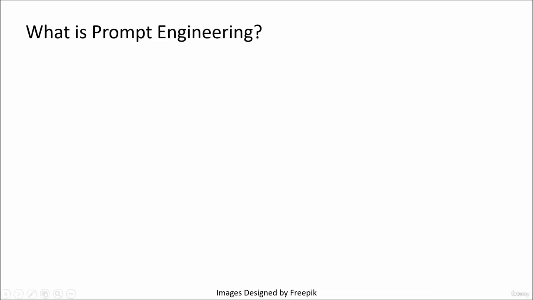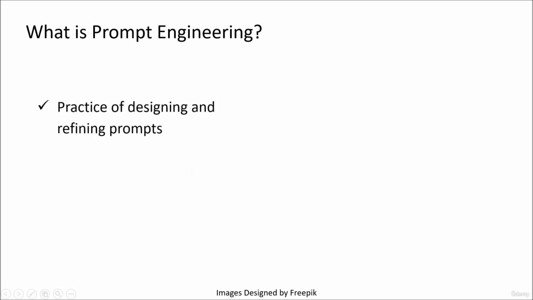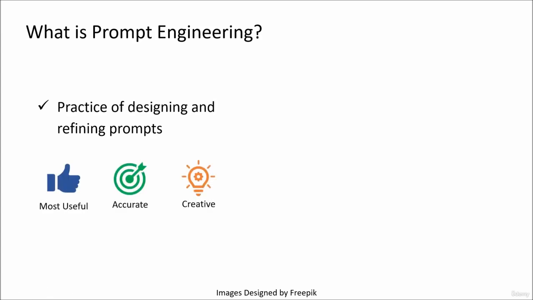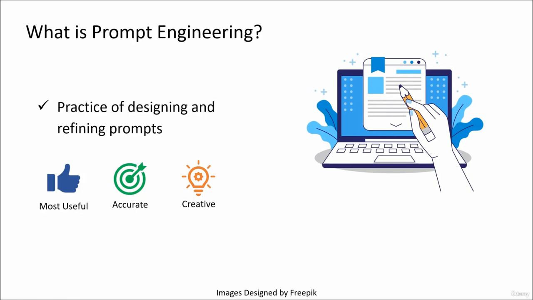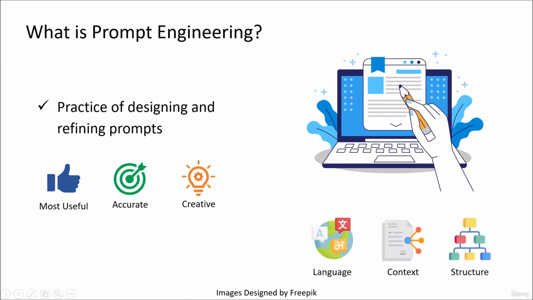And that brings us to our main focus, prompt engineering, which is the practice of designing and refining prompts in a way that guides the AI to produce the most useful, accurate, and creative results possible. It's a bit like writing a clear instruction manual or giving your AI teammate a really well-worded brief. Prompt engineering involves understanding how the model interprets language, context, and structure, and using that knowledge to get the response you actually want.